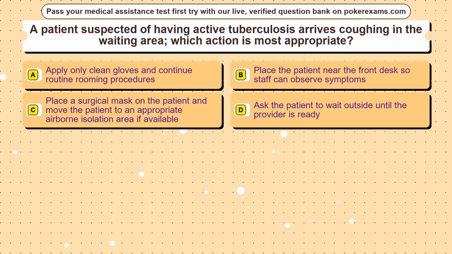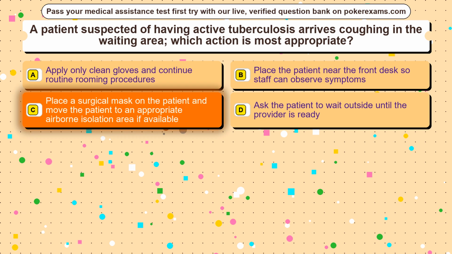Question 90. A patient suspected of having active tuberculosis arrives coughing in the waiting area. Which action is most appropriate? Option A. Apply only clean gloves and continue routine rooming procedures. Option B. Place the patient near the front desk so staff can observe symptoms. Option C. Place a surgical mask on the patient and move the patient to an appropriate airborne isolation area if available. Option D. Ask the patient to wait outside until the provider is ready.